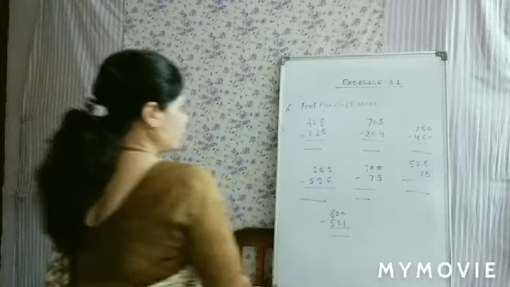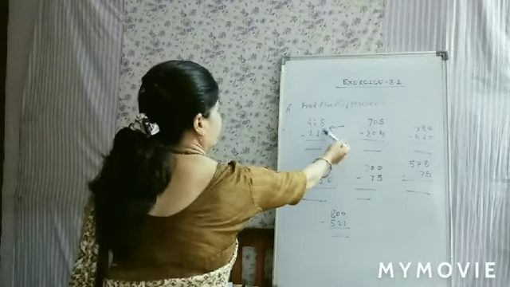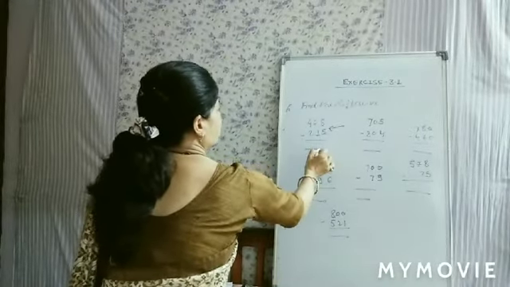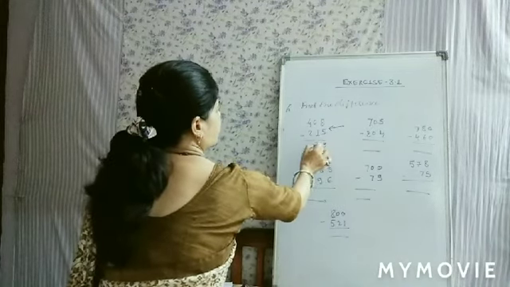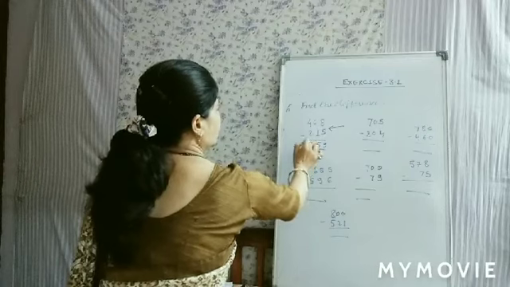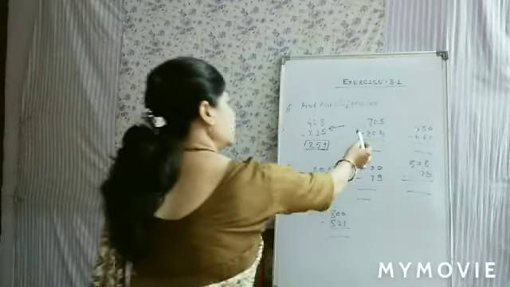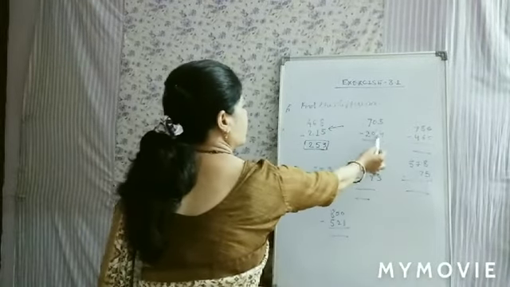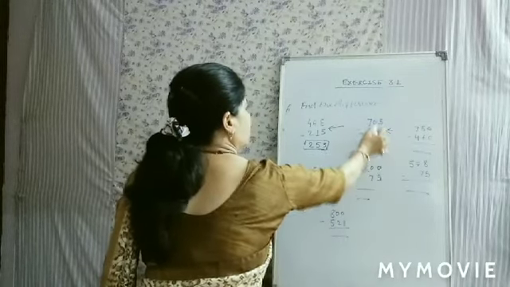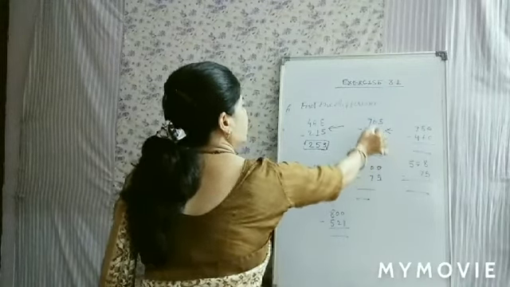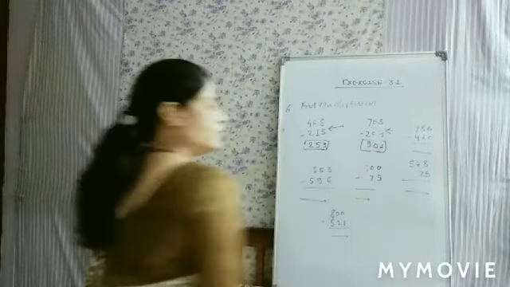8 minus 5. You have to start subtraction from the right side. So first you have to subtract 5 from 8, and you will get 3. Then 6 minus 1 will be 5 and 4 minus 2 will be 2. So the difference is 253. Next is 705 minus 204. So you have to subtract 4 from 5. You will get 1. 0 minus 0 will be 0 and 7 minus 2 will be 5. What is the difference here? 501.